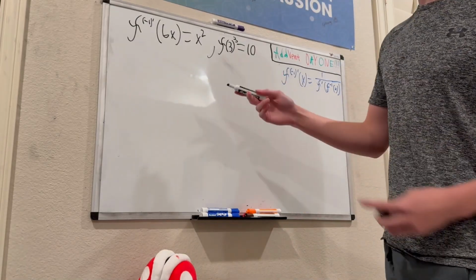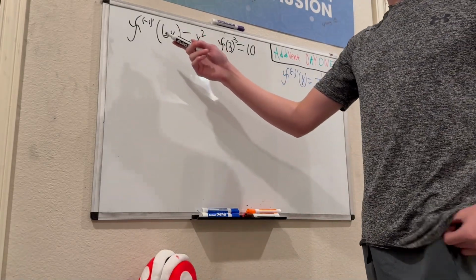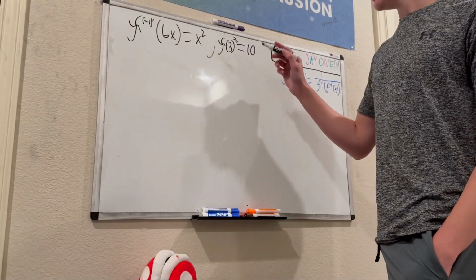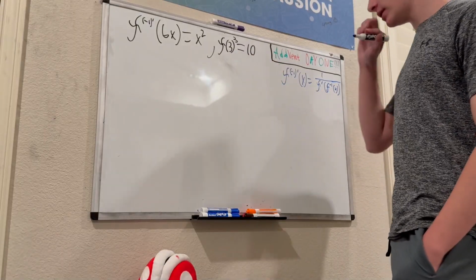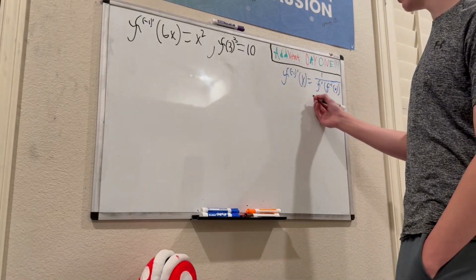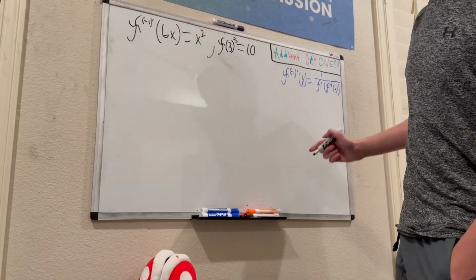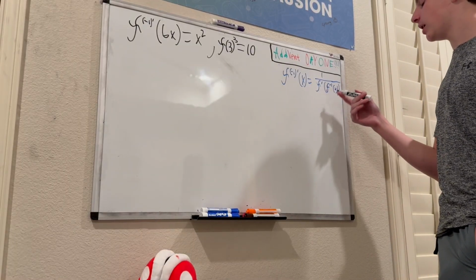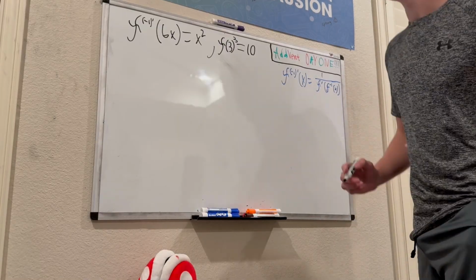So we're given a functional equation. The derivative of the inverse of f of 6x is equal to x squared, and f of 3 cubed is 10. What is f of x? And we have this important rule right here, which is that the derivative of the inverse of x is 1 divided by the f prime of f negative 1 of x.